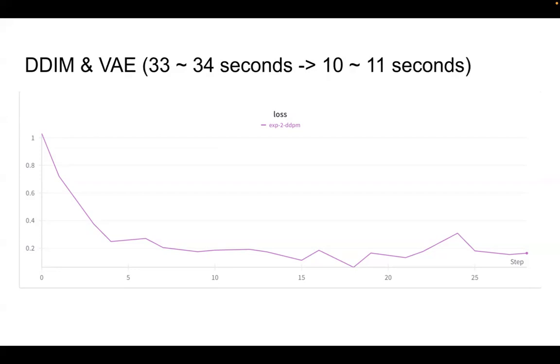We can further improve on this by incorporating a VAE that converts images into latent space. And on the AWS platform using an A10G GPU, we're able to reduce the training time per epoch by a third.